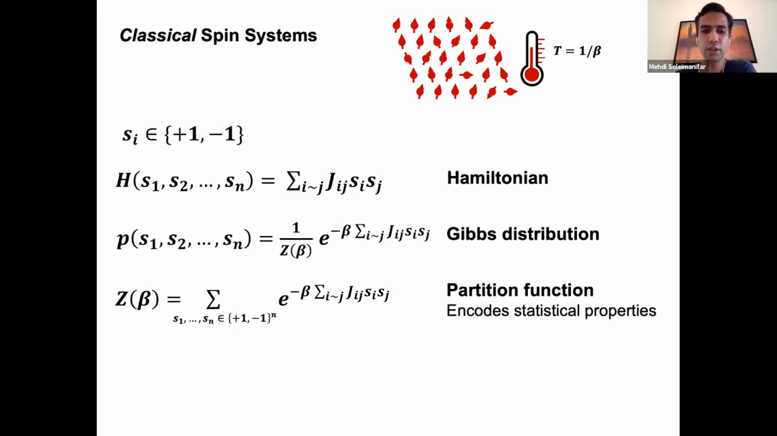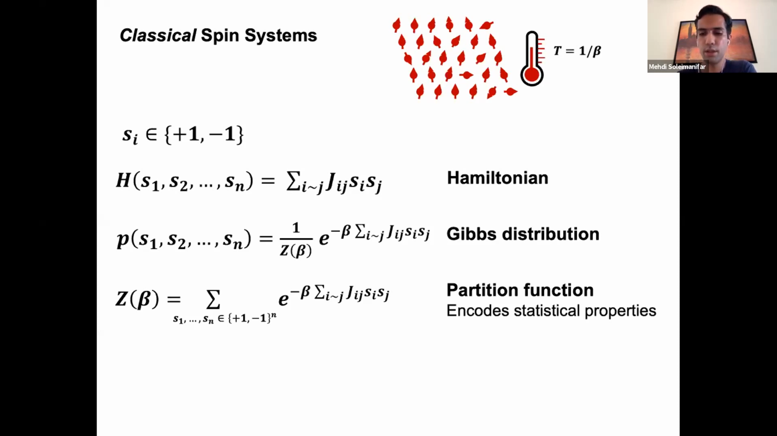So the partition function is not merely a normalization factor. It also encodes useful statistical properties of these spin systems, or combinatorial information about them. And both in physics and TCS, it's a well-studied problem to evaluate the partition function of these systems.